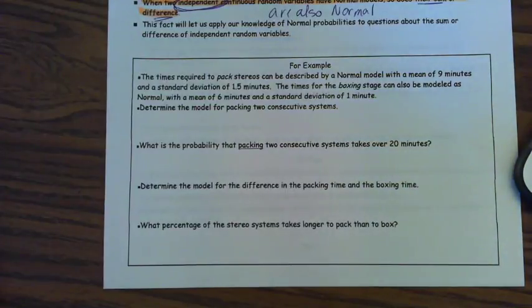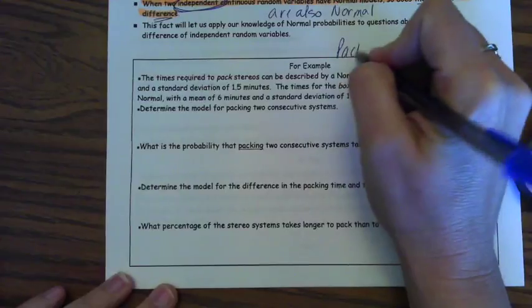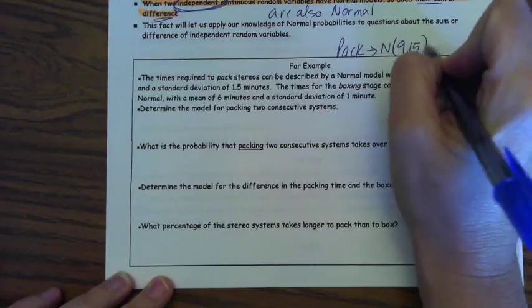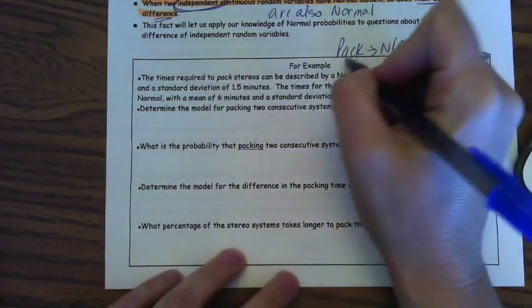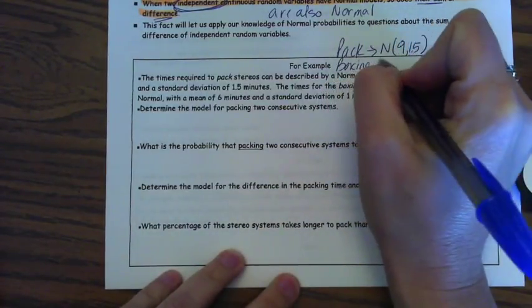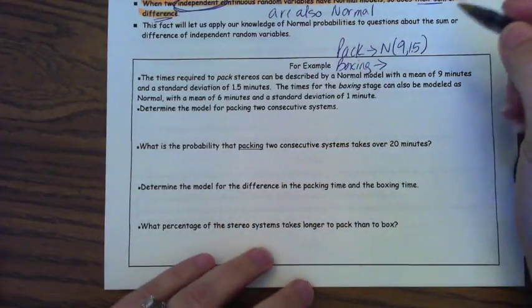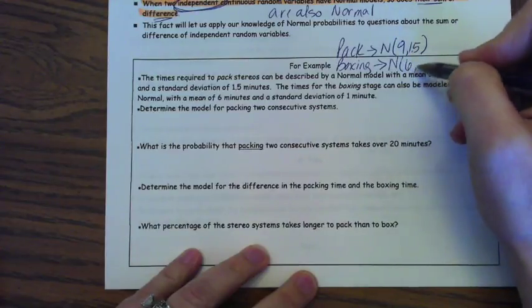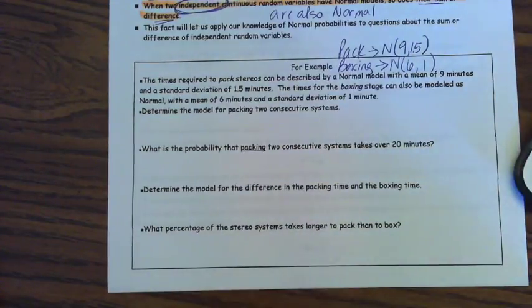For example, the times required to pack stereos can be described by a normal model with a mean of 9 and a standard deviation of 1.5. The times for the boxing stage, so we have packing times and boxing times, can also be modeled by a normal model with a mean of 6 minutes and a standard deviation of 1. So I guess packing is like getting it into that styrofoam and all that, and then boxing it is getting it into the box. I'm not 100% sure about what's going on there.